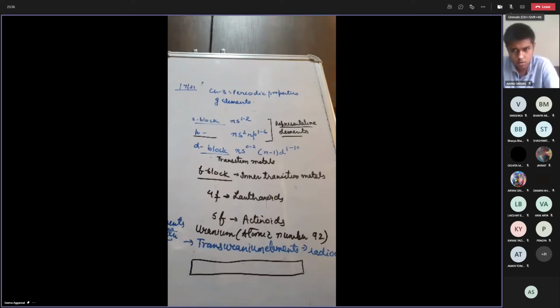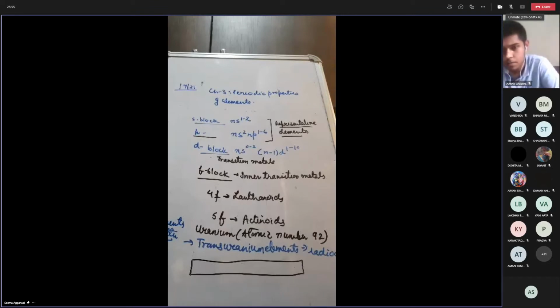Ayush, can you tell me, or Jayant, which block contains non-metals? Yes, ma'am, the P block. These block elements generally contain non-metals. They also contain metals as well as noble gases. Okay. Yes, ma'am, this general topic.